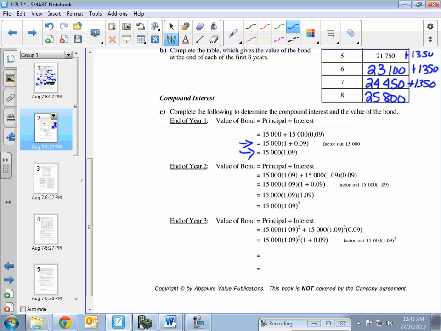At the end of year two, you have 15,000 times 1.09 plus 15,000 times 1.09 times 0.09. So this is just saying at the end of year two, you're taking this right here, this investment, and you're adding on another year's worth of interest, okay? So you have a new principal and interest. This is still your principal in this box I'm making. So that's your new principal. And this right here is your interest.